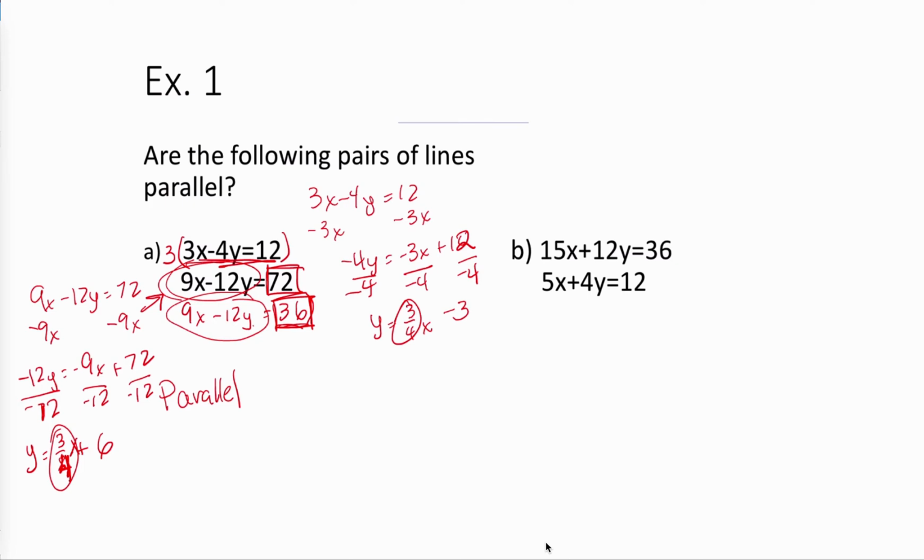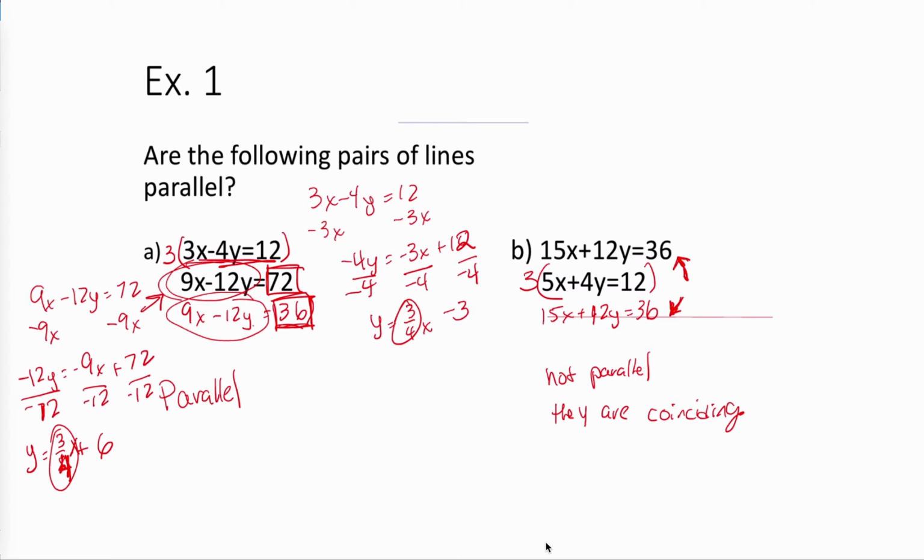If we do the same trick for b, where we multiply this equation by 3, we're going to get 15x plus 12y equals 36, which is the same as the line we have here. So these two lines are the same. They are not parallel. They are coinciding. They're the same line.